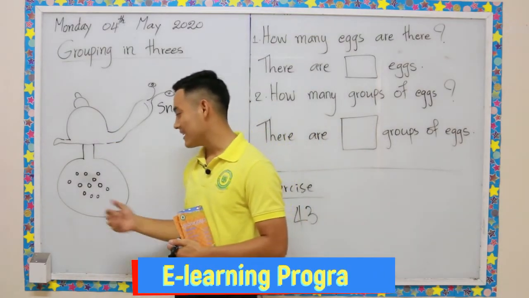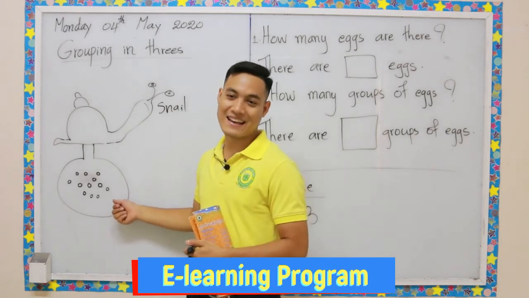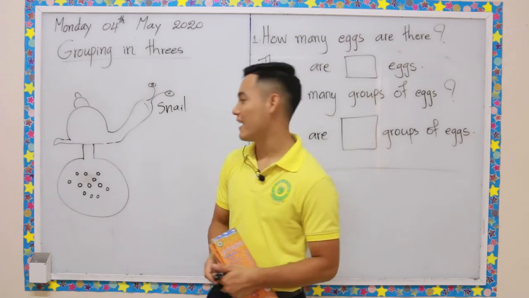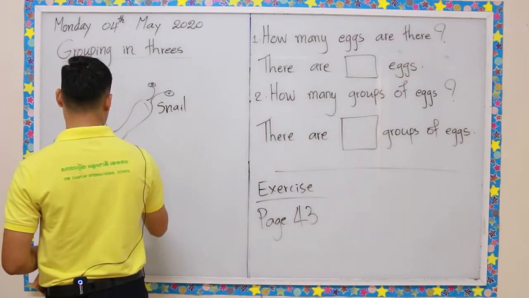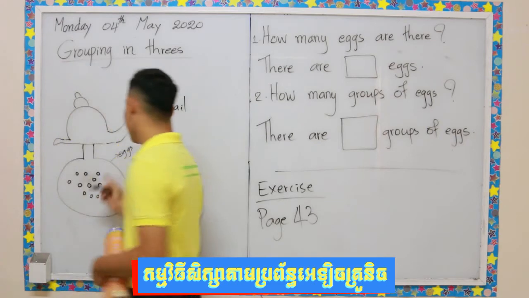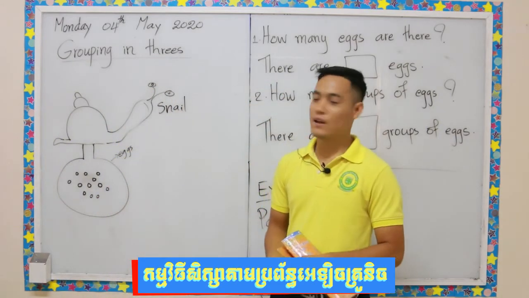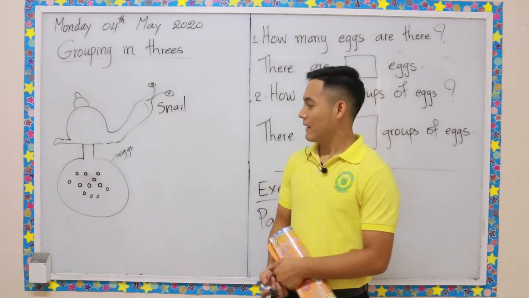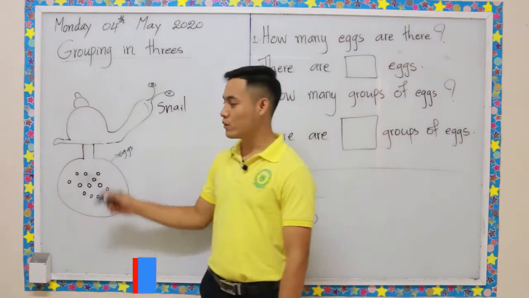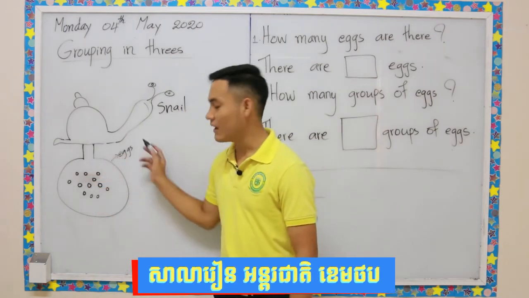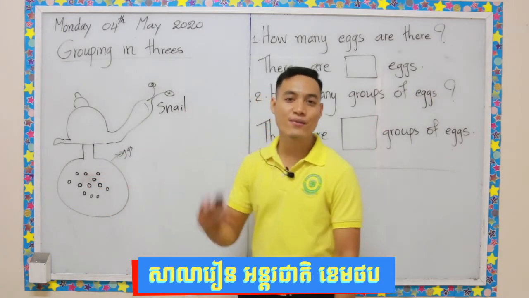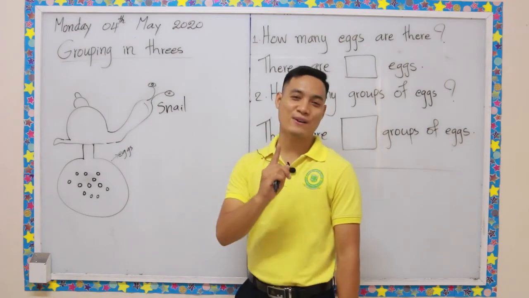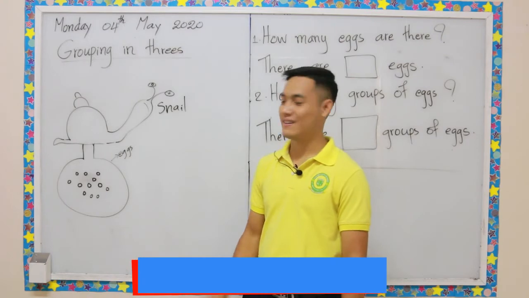And look, what's this? Wow, they are the eggs of the snail, right? The eggs, you already learned the eggs. The eggs of a snail. So one snail produces a lot of eggs. But now we're going to learn how to group the eggs into 3, okay? So 3 eggs in one group. So how can we do it?